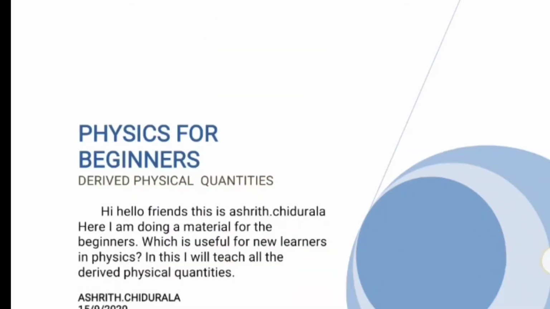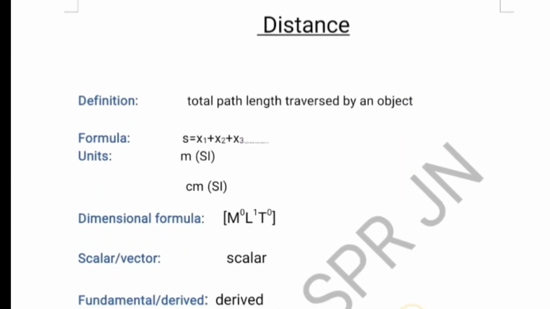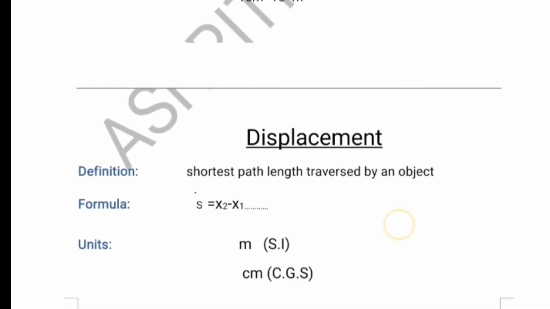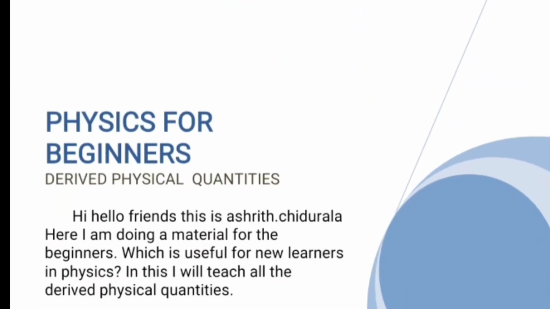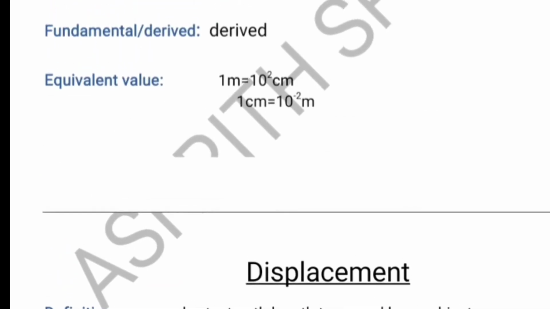Okay friends, this is my new material which I have done for new learners in physics about derived physical quantities. I have done all the derived physical quantities, but in this class I am showing only two derived physical quantities, that is distance and displacement. In further classes I may share some of the other derived physical quantities also.